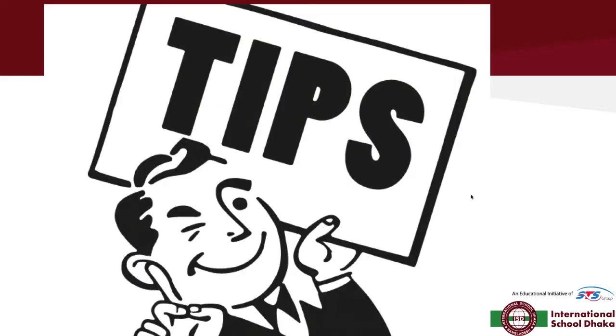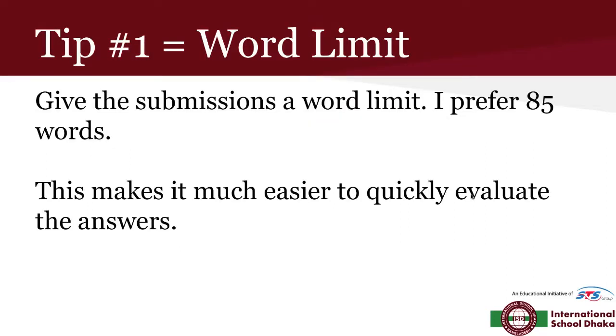Here are 4 quick tips that I use when planning and carrying out this activity in my classroom to help it run smoothly. Tip number 1 is give students a word limit. Tell them this orally and say 85 words or less, or 100 words or less. If the answers are too long, it can take too long to read and evaluate. But with shorter answers, it can be much easier to evaluate and vote very quickly.